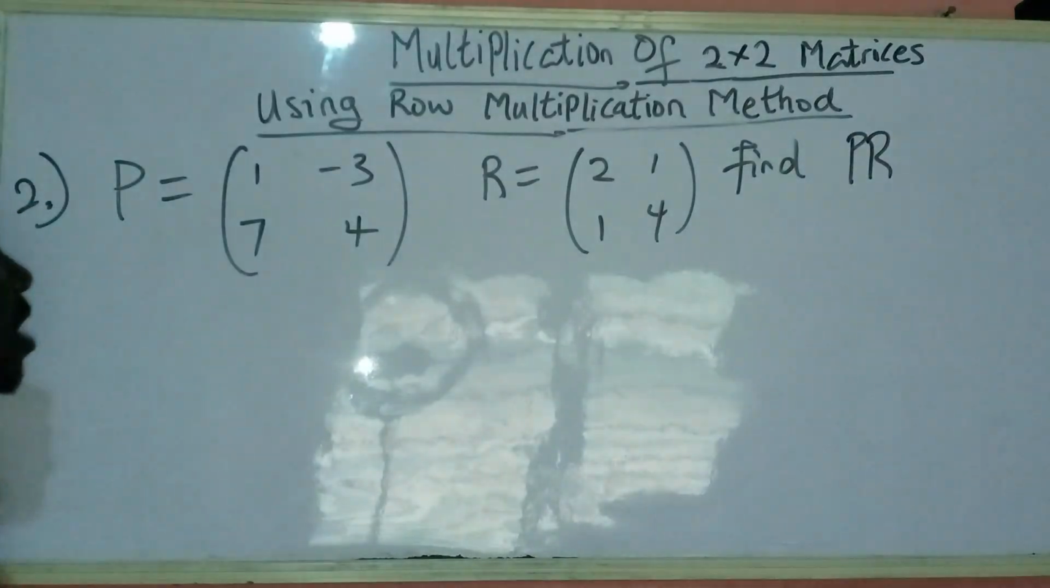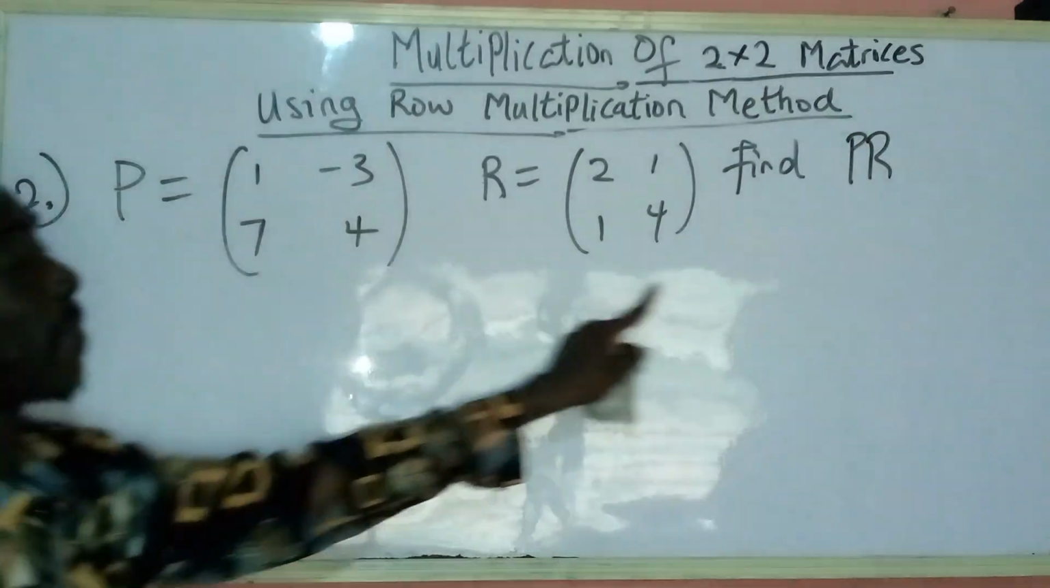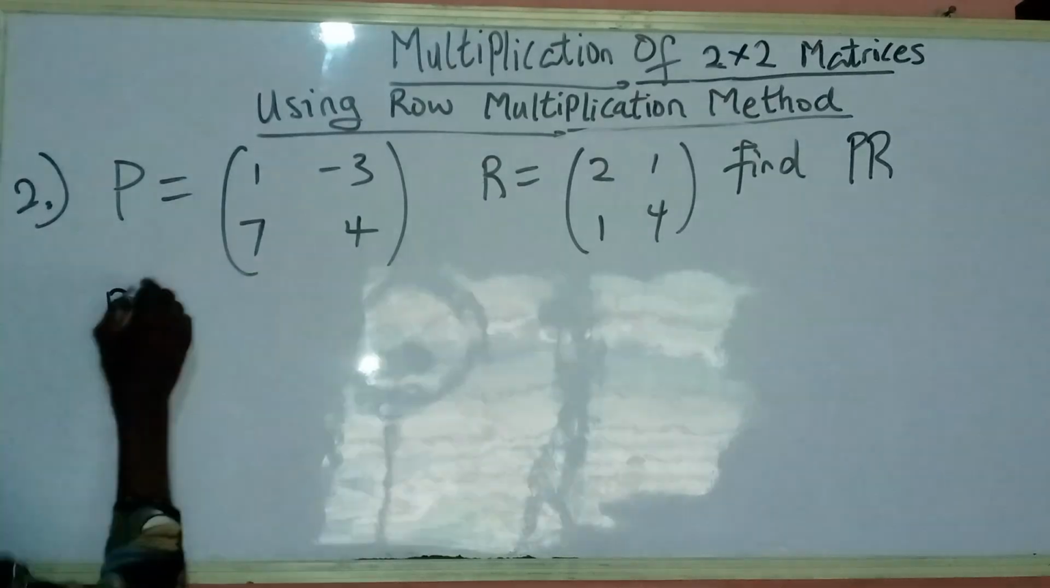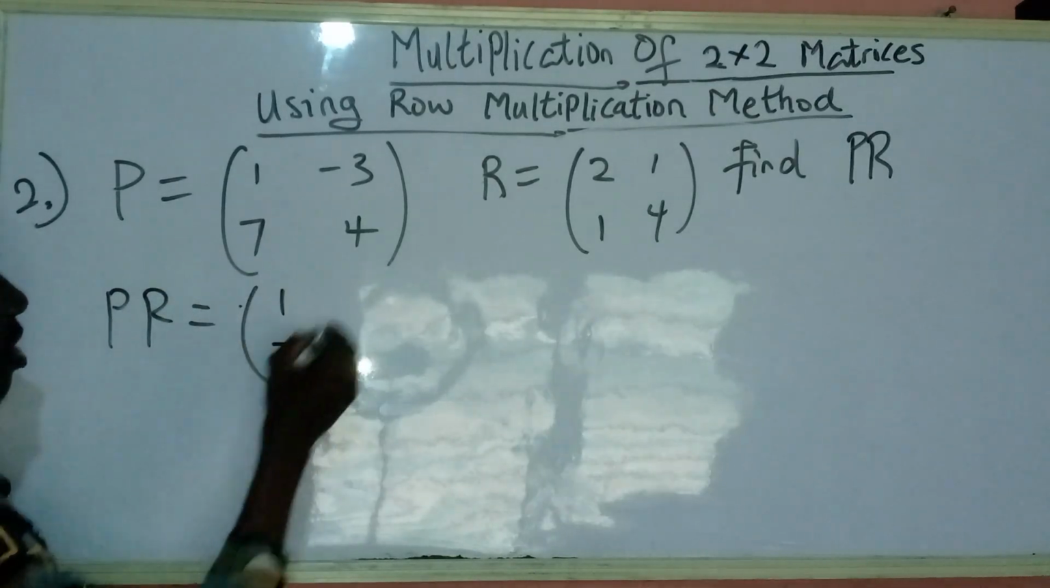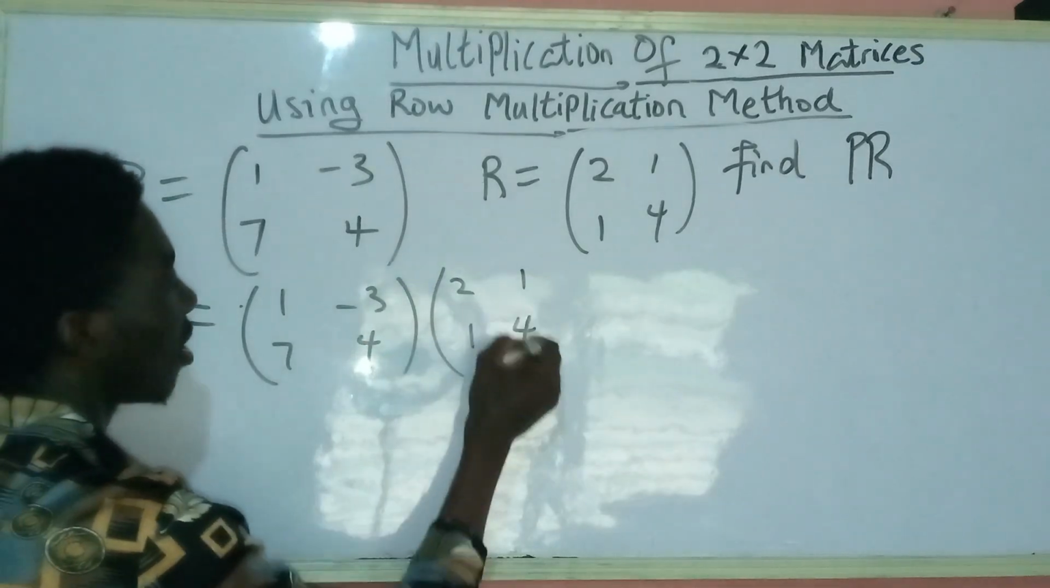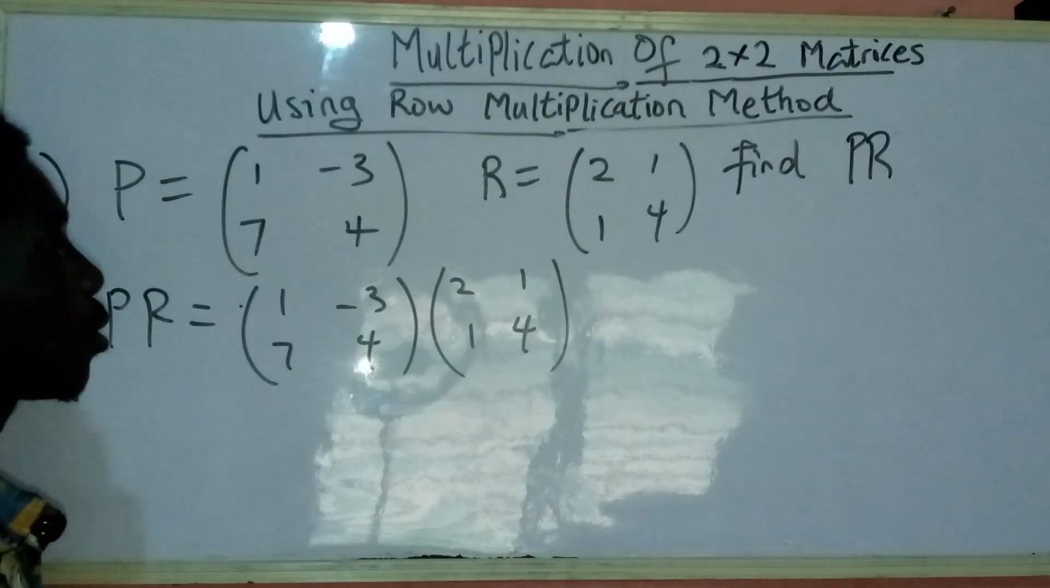So we are asked to look for PR. This is matrix P, and this is matrix R. We are asked to look for matrix PR. So PR will be equal to [1, -3; 7, 4] times [2, 1; 1, 4]. We are asked to multiply both matrices.